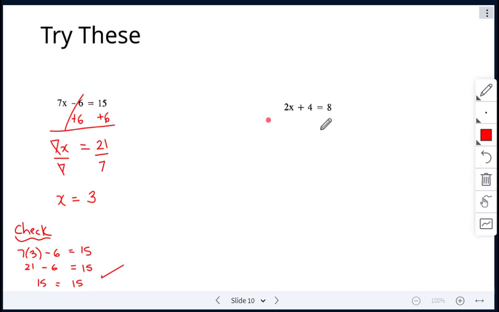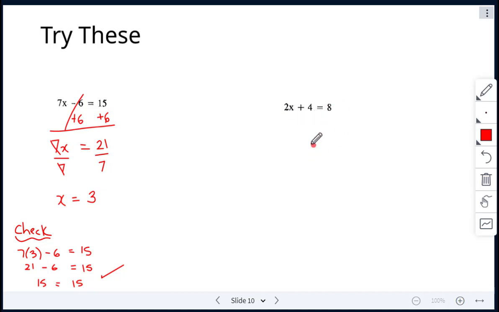All right, I'll give you guys a moment to try the next one here. We have 2x plus 4 is equal to 8. All right, so our next one is 2x plus 4 is equal to 8. So what is x? That's what we're trying to solve for. What is x? When it multiplies by 2 and adds 4, it gives us an answer of 8.